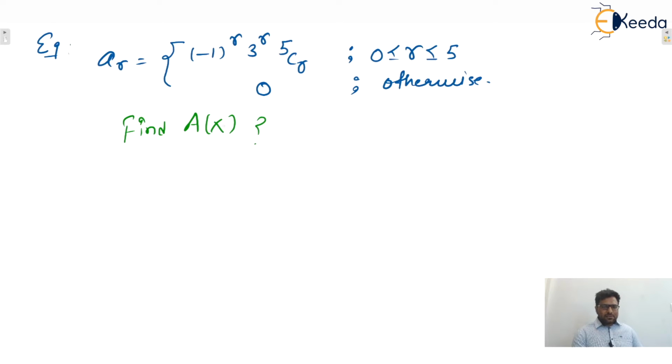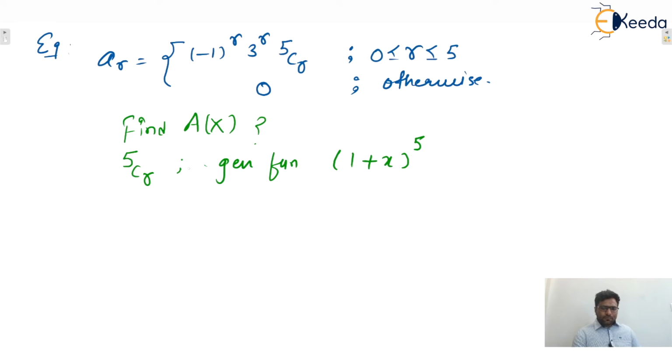Remember guys, these types of questions are very, very important. Now you tell me, if the sequence is only 5Cr, then what is the generating function? Then it will be (1 plus x) raised to power 5. The sequence is 5C0, 5C1, 5C2 up to 5C5. After that it becomes 0, because in nCr if r exceeds n, then it is 0.